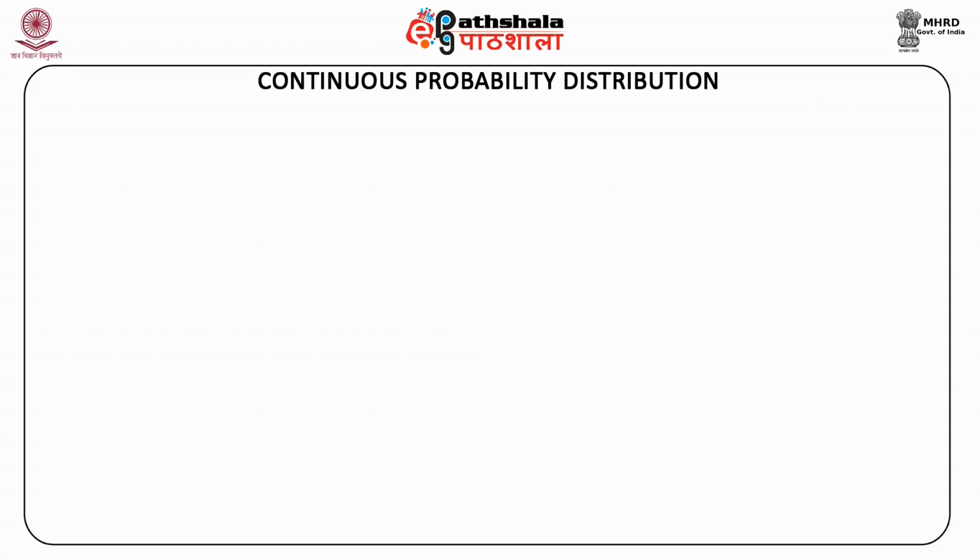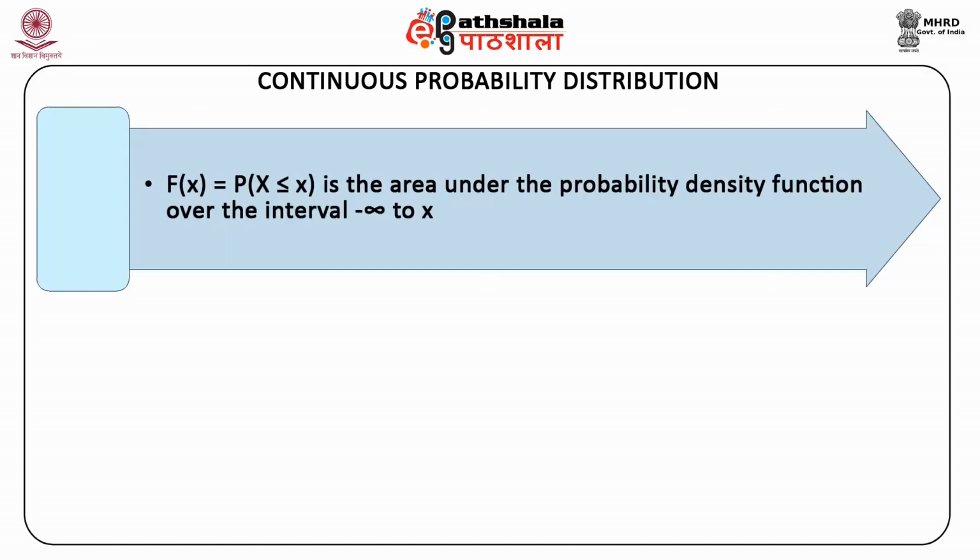Let's now move on to distribution function under continuous probability distribution. The distribution function, denoted by F(x), is the probability that a random variable with the probability density f(x) takes on a value less than or equal to x. Thus, for any value x, F(x) is equal to probability of capital X less than or equal to small x, which is the area under the probability density function over the interval minus infinity to x.